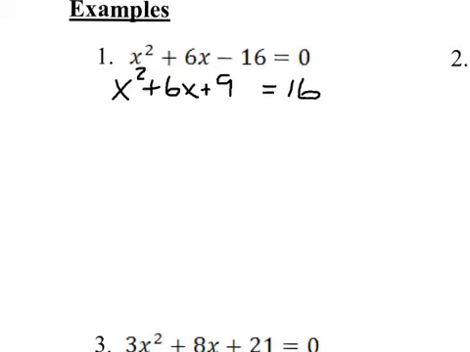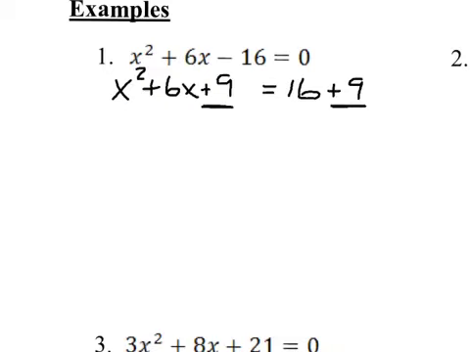Okay, now you can't just add a value to one side of the equation and not the other, because then the equation's not balanced. So we're going to add this 9 right here, but we're also going to add it over here. So now my equation stays balanced. Now why do I do that? Well, because now I can factor.